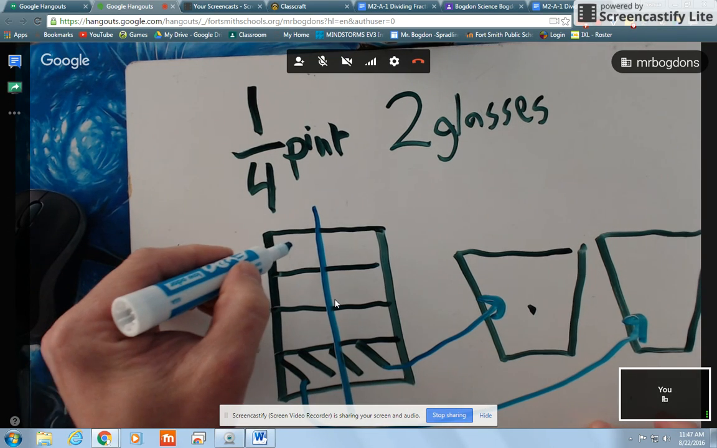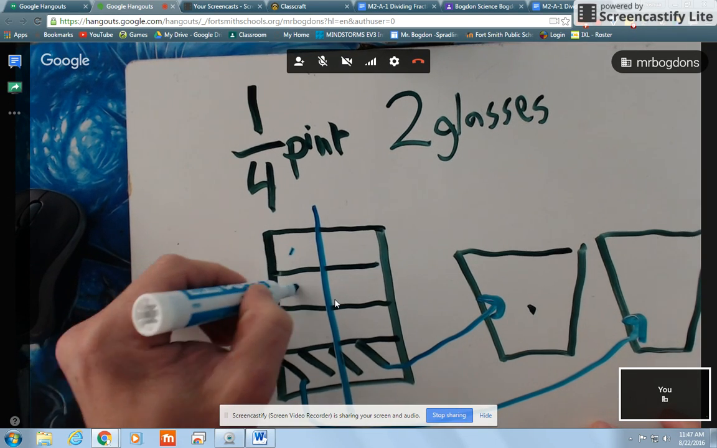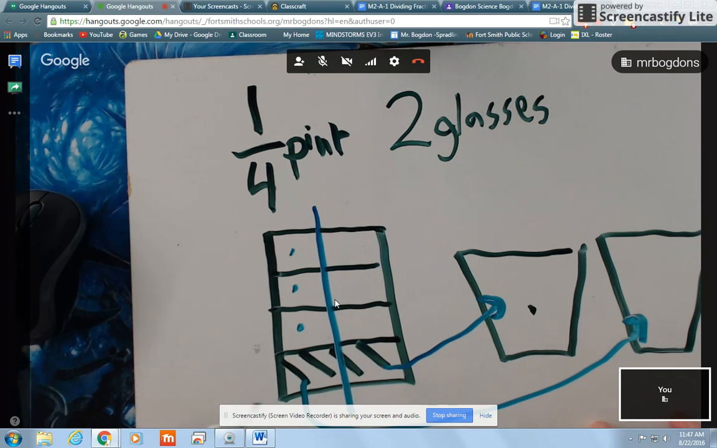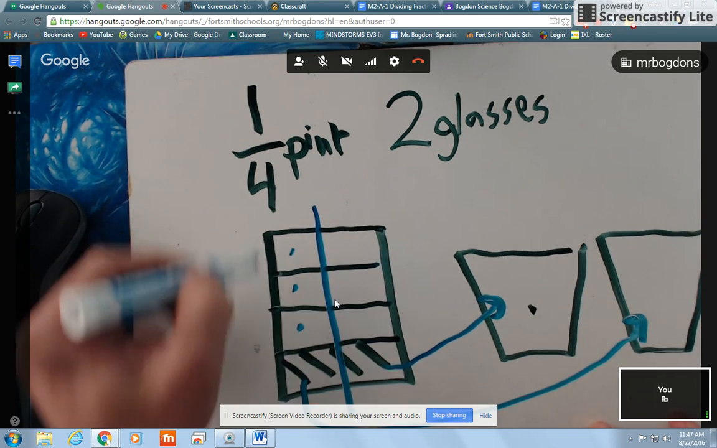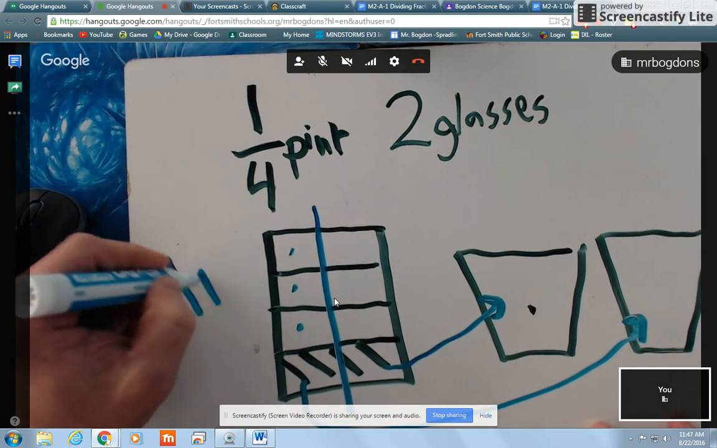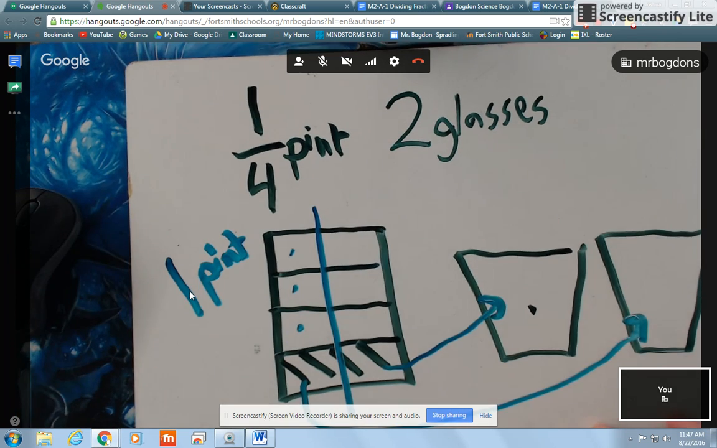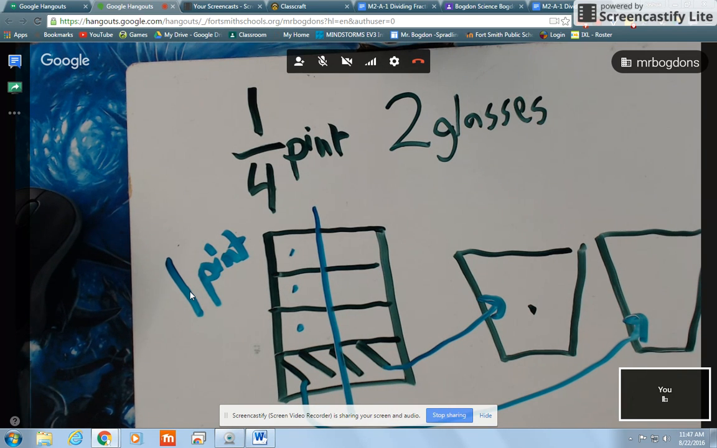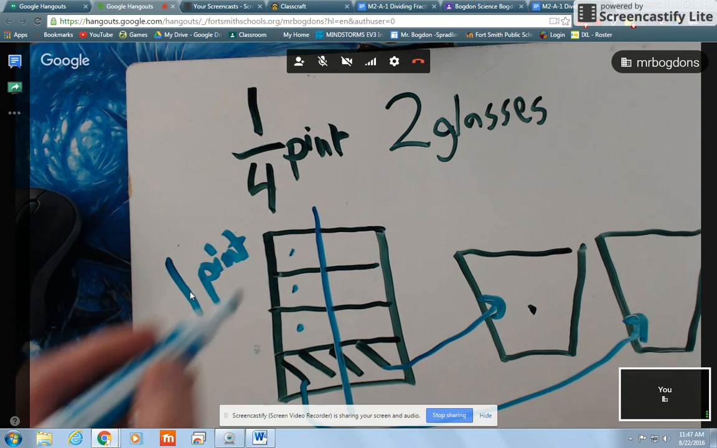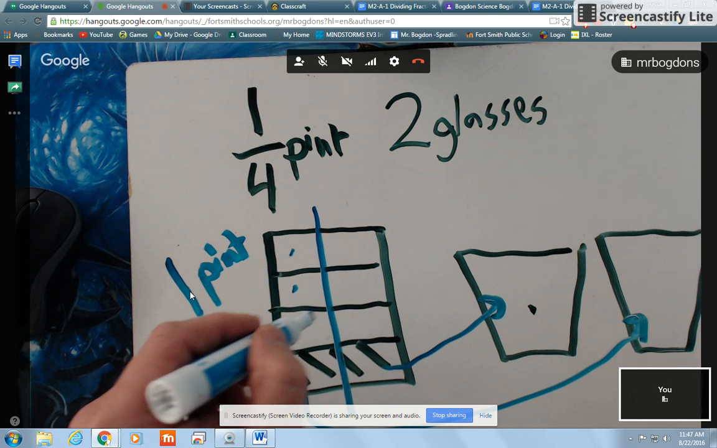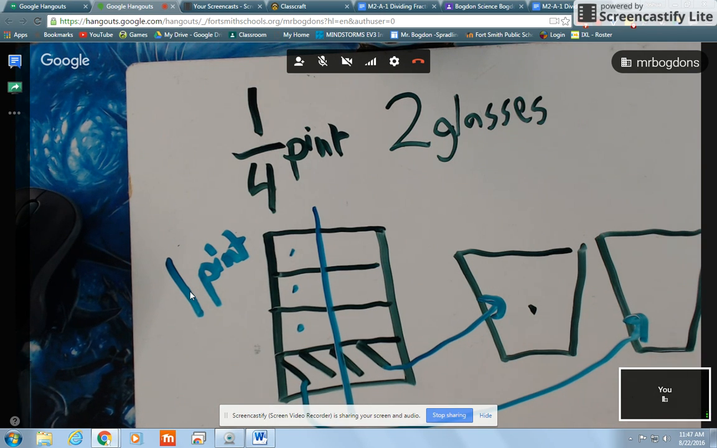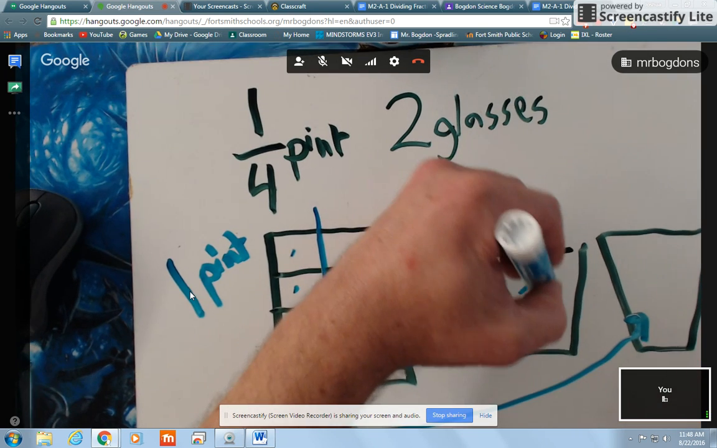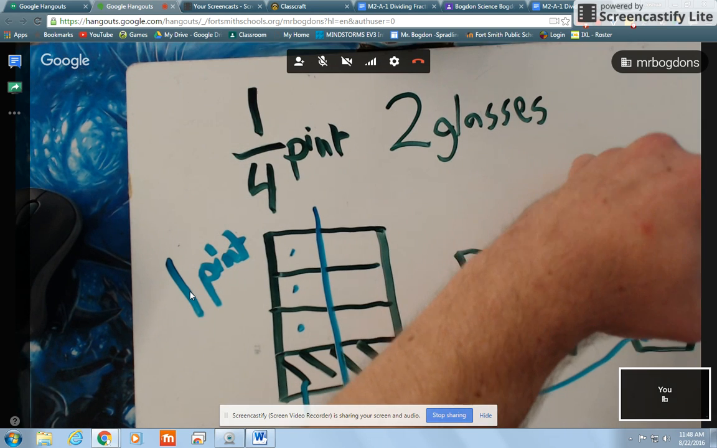Well, I know that I had 1/4, 1/4, 1/4, 1/4. Now, this whole thing represents 1 pint, right? So the question is, what's the size of each one of these pieces? 1/8, because I have 1, 2, 3, 4, 5, 6, 7, 8 pieces total. Now, if just this one piece is going to this glass, and just this one piece is going here, that's going to be 1/8 and 1/8.